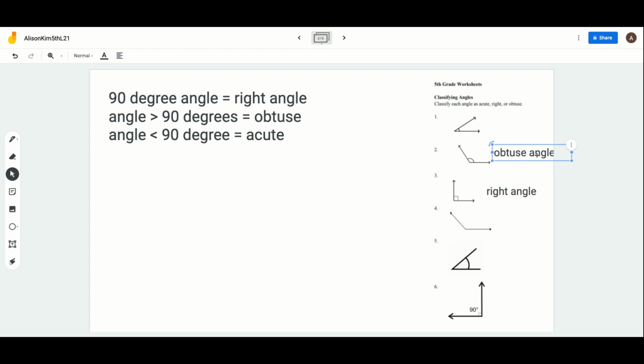Now we're going to look at number 1. Number 1 gives us an angle that's folded over, and as I said, this line right here would be considered 90 degrees, and we can see that this line right here does not reach a 90-degree angle, and it's shorter. So that means number 1 will be considered an acute angle. So we're going to put acute. And that's how you classify whether it's an acute, obtuse, or right angle. Right angles are the easiest to determine.